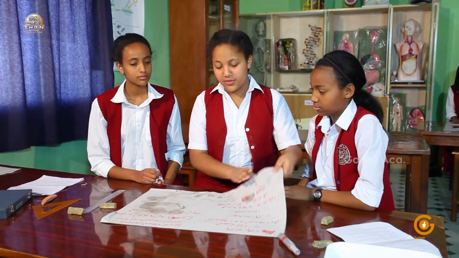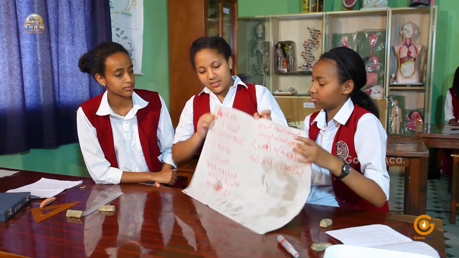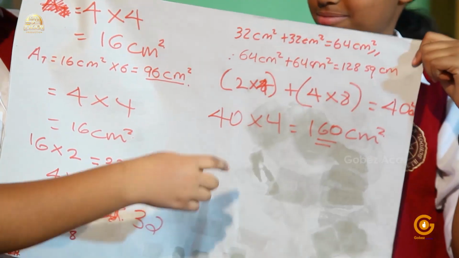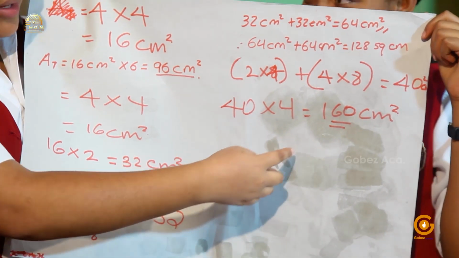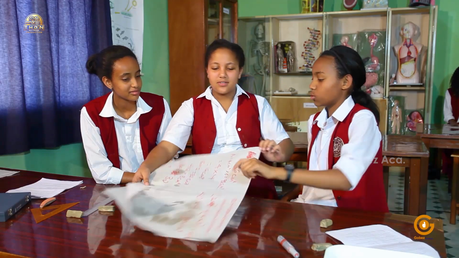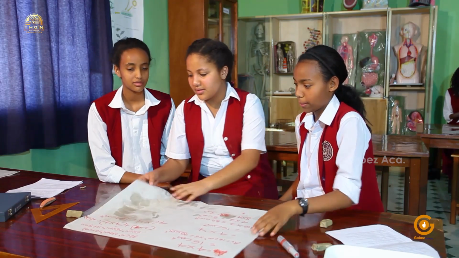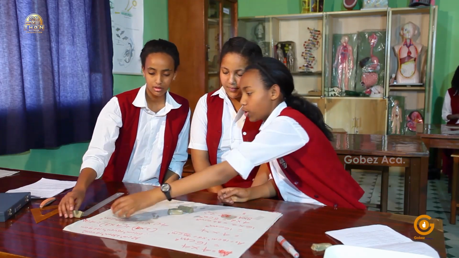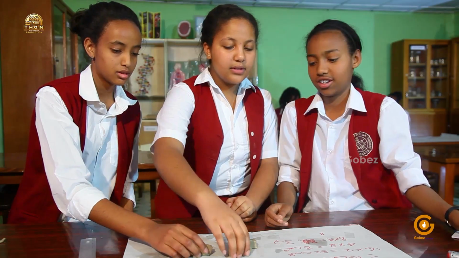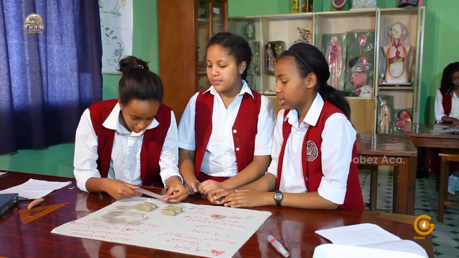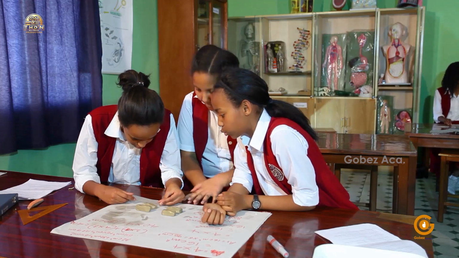Can you please compare these two? The first one with this one. The first one was 96 centimeters squared, but after we cut it into 4, it became 160 centimeters squared. So it increased. Yes, it's increased. Now again, let's cut these 4 pieces into 2 equal parts so that we can get the sides, which are 2.